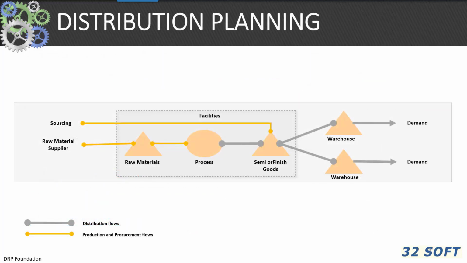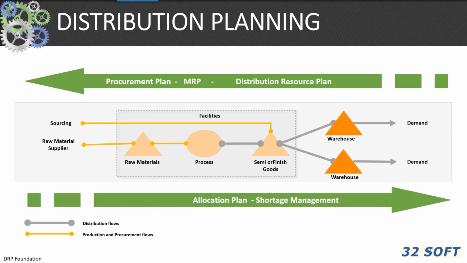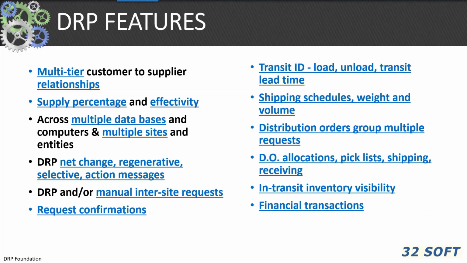Here's a pictograph of a distribution process. The distribution flows from the right to the left, from the end customer demand through the warehouse and distribution network to semi and finished goods, down through MRP to the procurement plan. The inventory allocation plan and shortage management is managed from left to right. It is an end-to-end supply chain planning solution.